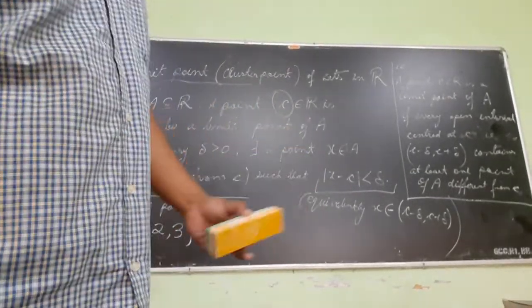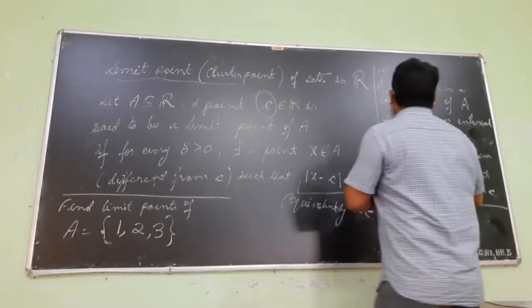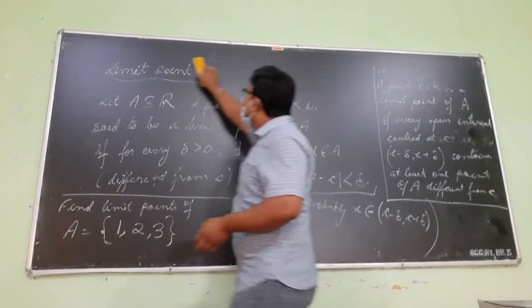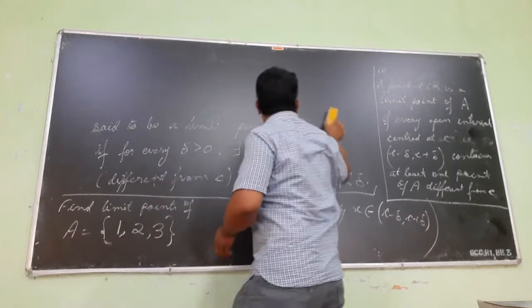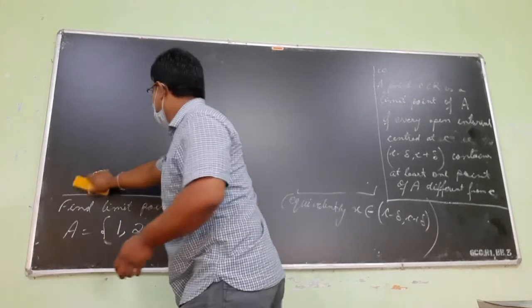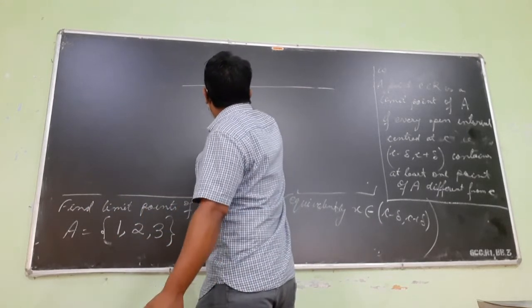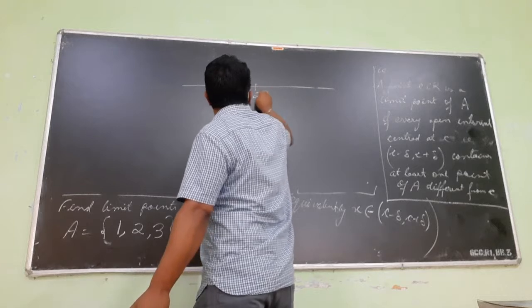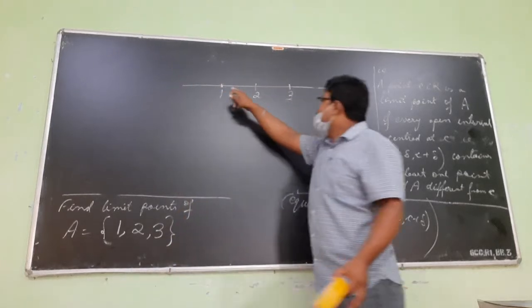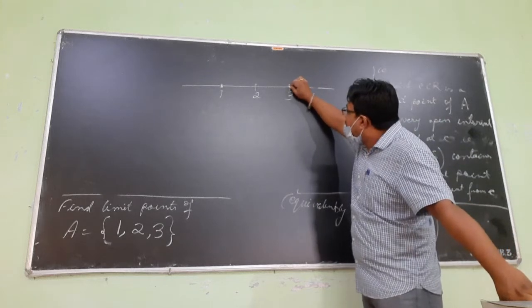The point C need not be inside the set A. Okay. So how will you find out the limit points here? Okay. So the set now is this: 1, 2, 3. Only these points are there inside the set. So whether 3 is a limit point of this set.